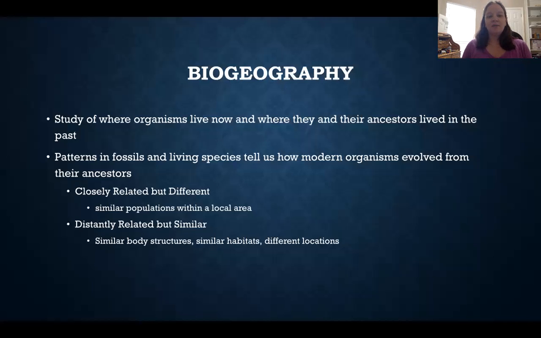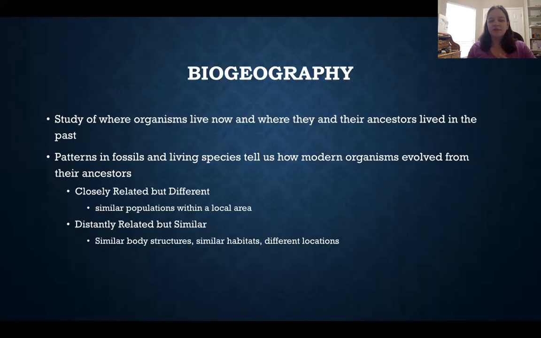A lot of this is based on Darwin's experiences as he traveled around. It's called biogeography, which just means we're studying where organisms live now and where they and their ancestors lived in the past. So this involves studying the fossil record and comparing that to living species so that we can see how modern organisms might have changed from their ancestors. And it led to two kind of different ways of thinking about it.